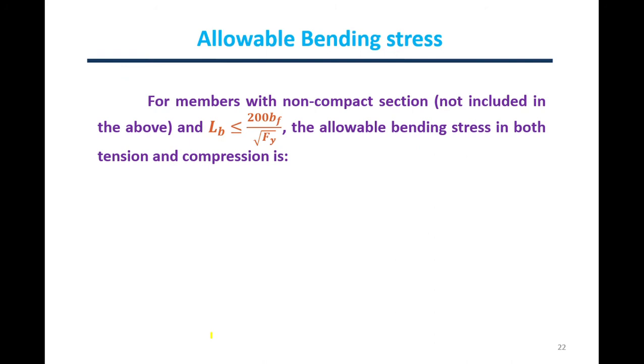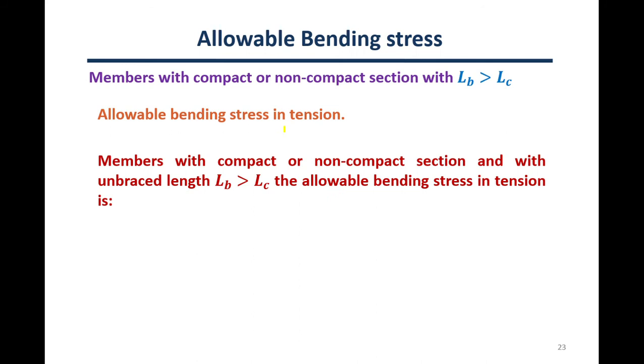For members with non-compact section not included in the above, and Lb is less than or equal to 200 bf over square root of Fy, the allowable bending stress in both tension and compression is Fb equal to 0.6 Fy. For members with compact or non-compact section with unbraced length Lb greater than Lc, the allowable bending stress in tension is Fb equal to 0.6 Fy.